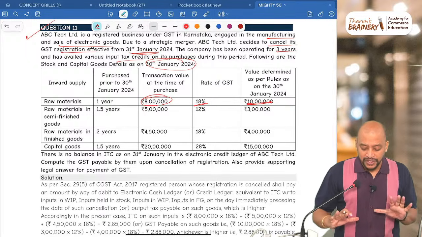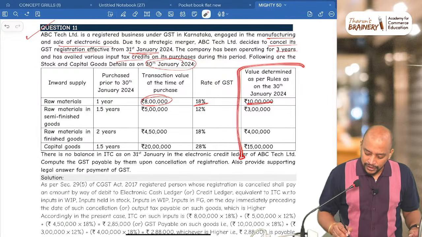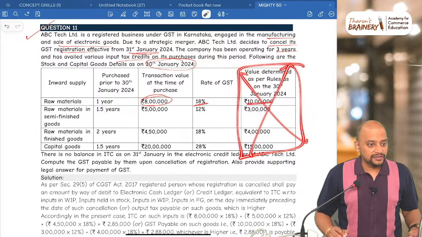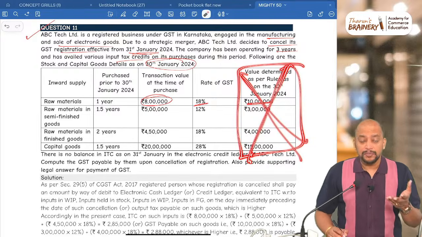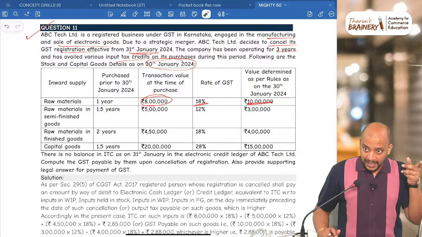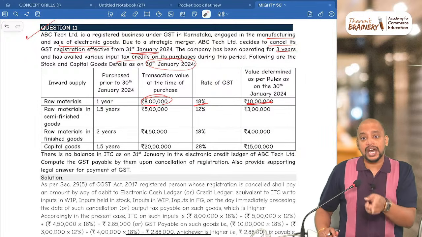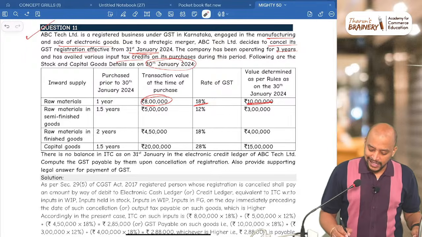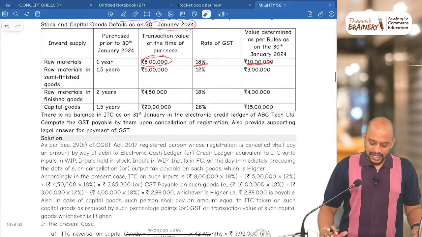What if the same question is under 18.4? So if the same question is under 18.4, this will be ignored. We will not take it into account. Just the ITC availed will be reversed. But if it is 29 subsection 5, we will compare it with what is the GST payable if such inputs are sold. So therefore 10 lakhs into 18%, whichever is higher, we will be taking 1,80,000.